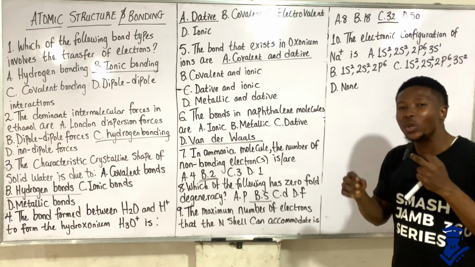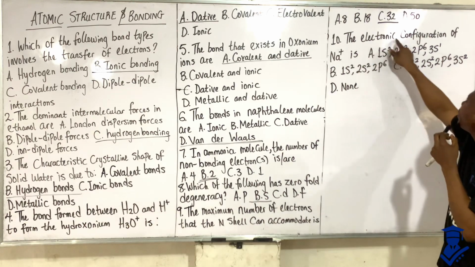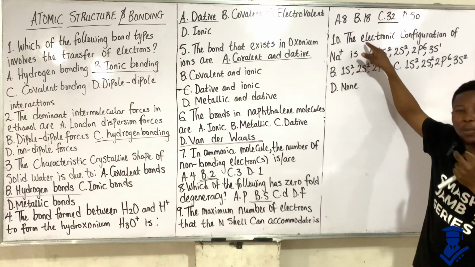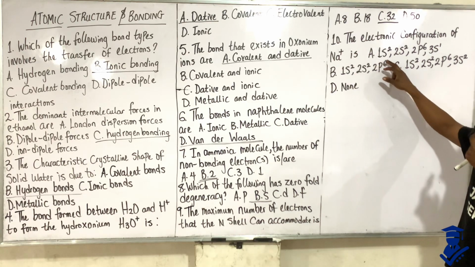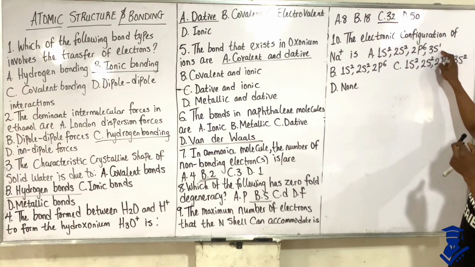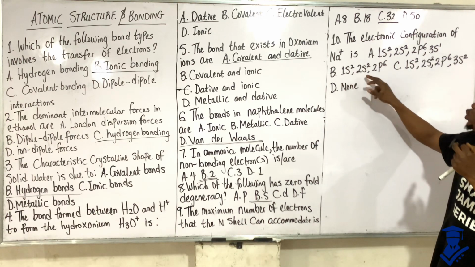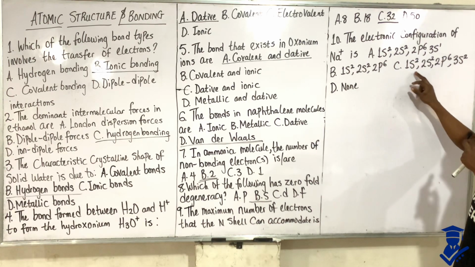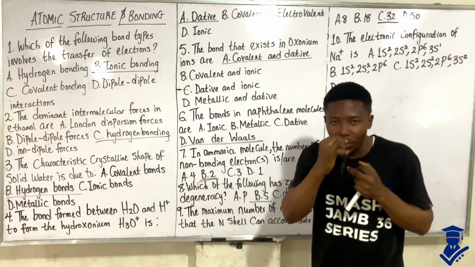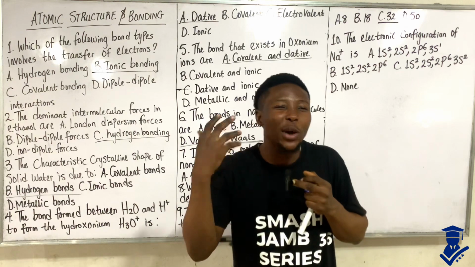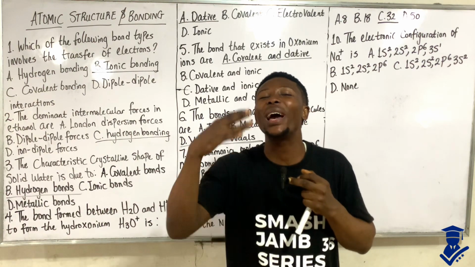Now the next question says the electronic configuration of Na+, that's sodium ion, is A, 1s2, 2s2, 2p6, 3s1, B, 1s2, 2s2, 2p6, C, 1s2, 2s2, 2p6, 3s2, and then D, none of the above. Now, how do we solve this question? How do we analyze this?